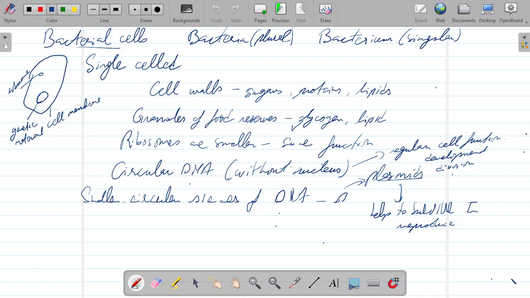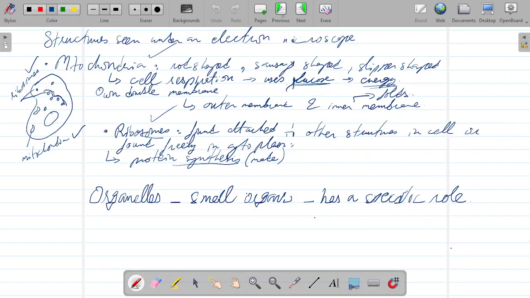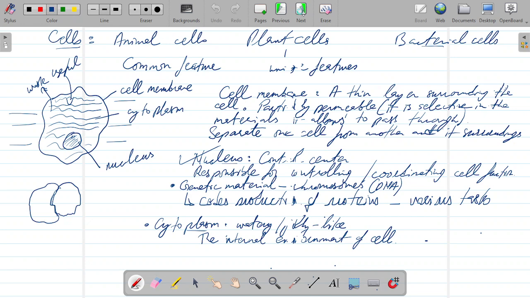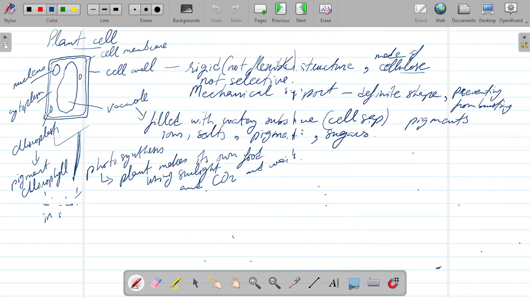Today we will be continuing where we left off. The last time we talked about cells and how to observe them using microscopy, the light microscope basically, the generalized look of animal and plant cells, and the structures you would expect to find in them. The features common to both animal and plant cells are the cell membrane, the cytoplasm, and the nucleus.